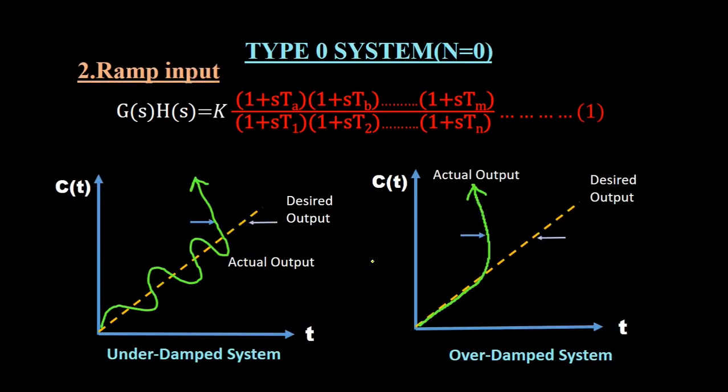This is the time response of the underdamped and overdamped system when ramp input signal is applied. Here you can see that the steady state error is infinite for both underdamped and overdamped systems.